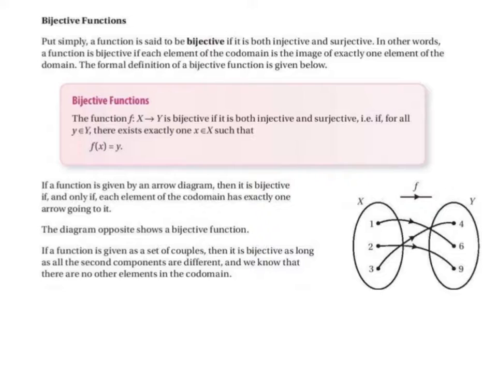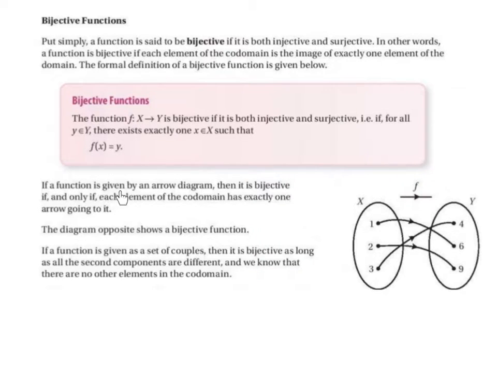Bijective functions. The function f of x equals y is bijective if it is both injective and surjective, i.e. if, for all y an element of Y, there exists exactly one x an element of X, such that f of x is equal to y.